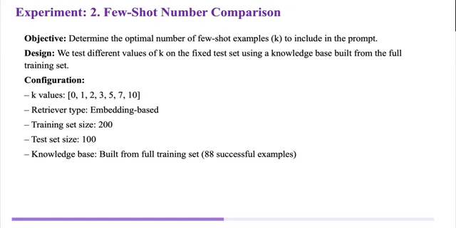And then the second experiment is the few-shot number comparison. So the objective is to determine the optimal number of few-shot examples to include in the prompt. So here we test different values of K on a fixed test set using the knowledge base built from the full training set. Also the retrieval type is embedding base, and the knowledge base contains 88 successful examples.